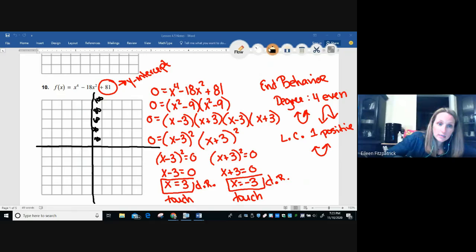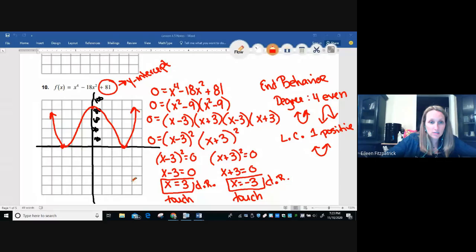I'm going to plot my roots. I have one root at -3, one root at +3, and then I have my y-intercept at 81. Both ends are up. And I'm going to touch, so that means that I don't pass through it, I just touch it and quickly change directions. Now I have my y-intercept, so I'm going to go up to my y-intercept and then I'll start coming back down. And then again, I just touch and change directions.